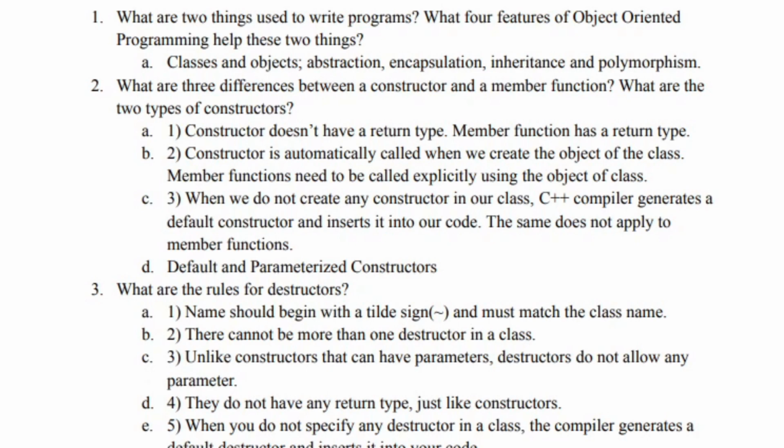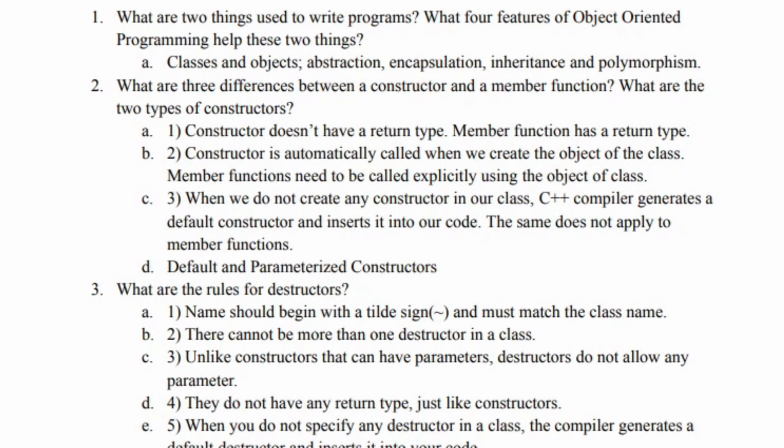Today we're going to go right into last night's assignment. Number 1. What are two things used to write programs? What are four features of object-oriented programming that help these two things? The two things are classes and objects, and the four things that help these two are abstraction, encapsulation, inheritance, and polymorphism.